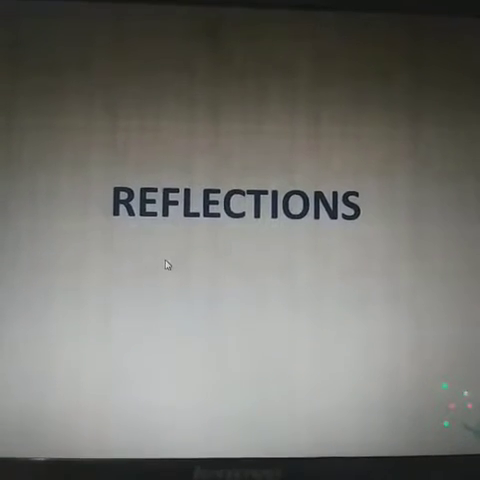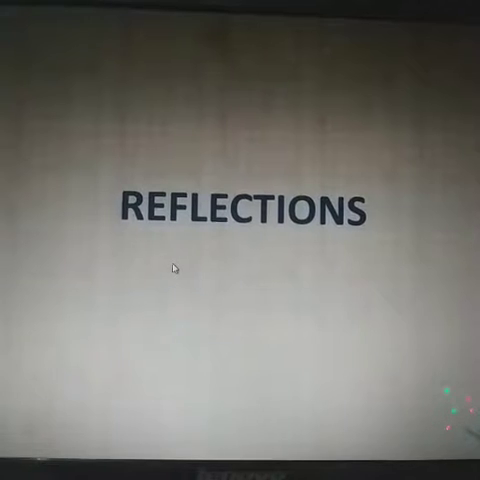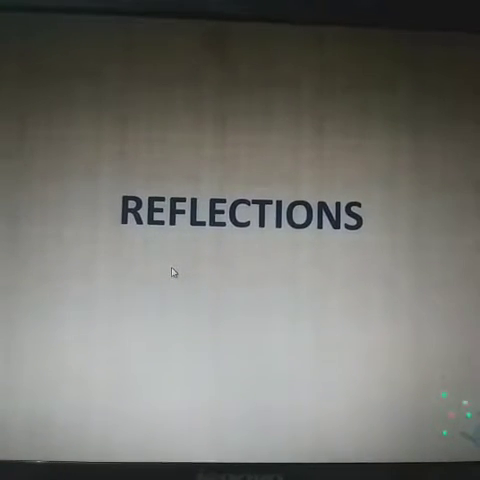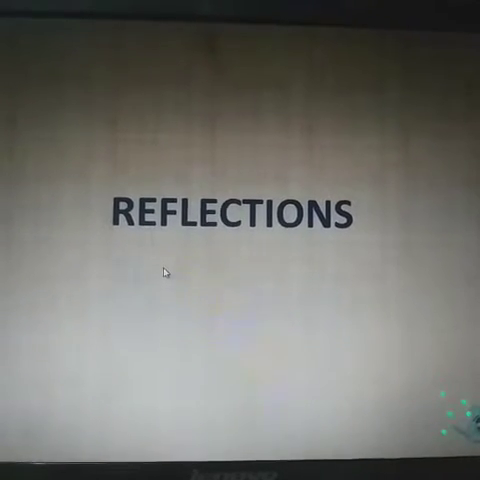Good morning, students. In today's lecture of computer graphics, we will elaborate the three-dimension transformation. First we discussed the translation, then rotation, and after scaling, the next 3D transformation is the reflection.